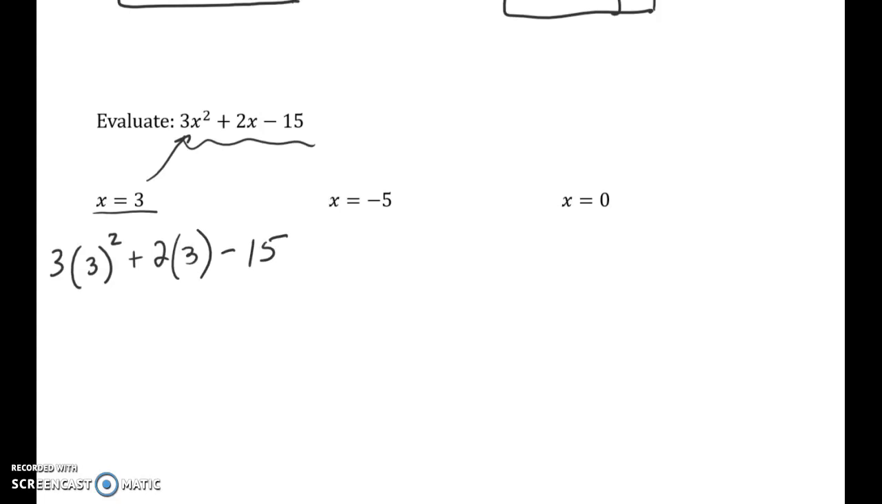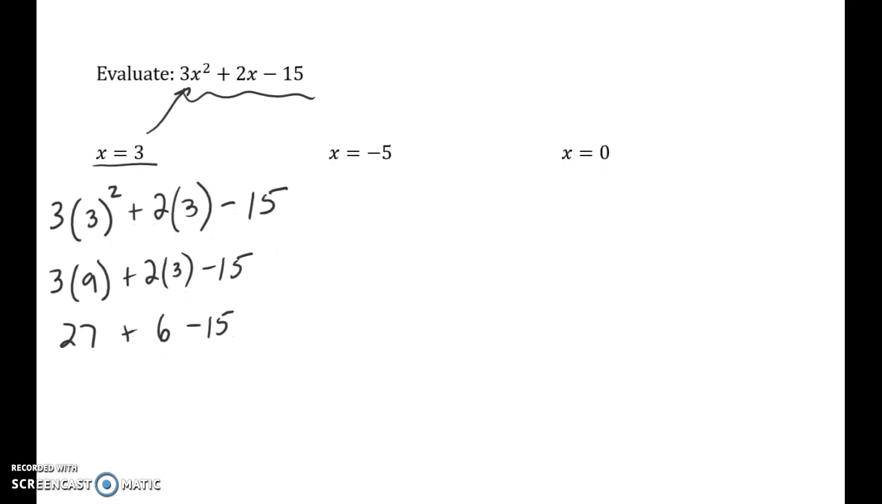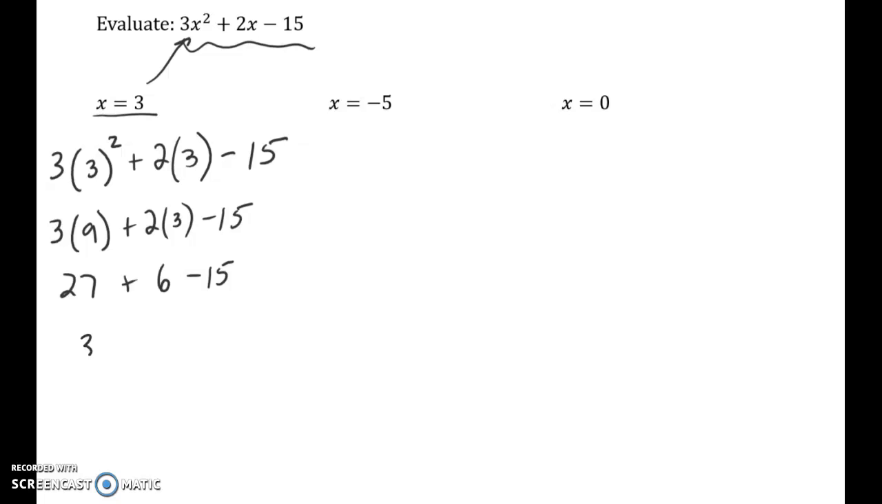Now we have to use the order of operations to solve this. So we'll do exponents first. 3 times 9, 3 squared is 9, plus 2 times 3, minus 15. So then we're going to multiply 27 plus 6 minus 15. Scroll this up a little bit. And then we're going to have 33 minus 15, or what's that, 18? And so we're going to get a value there. When x is 3, you get a value of 18 for that expression.